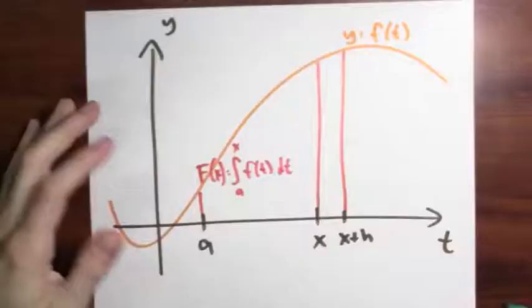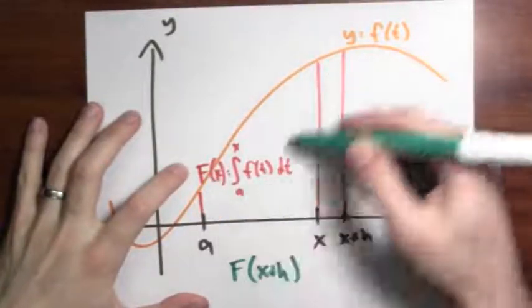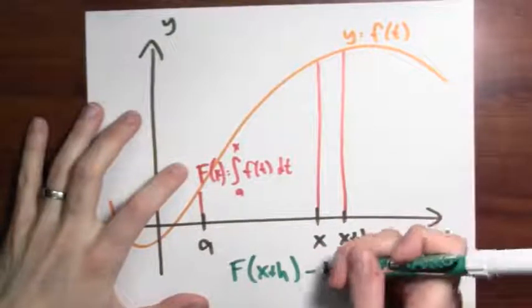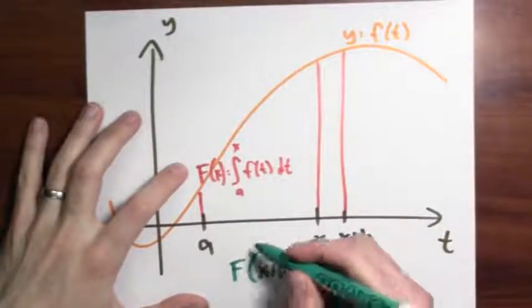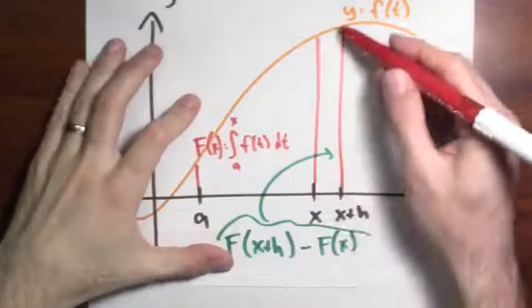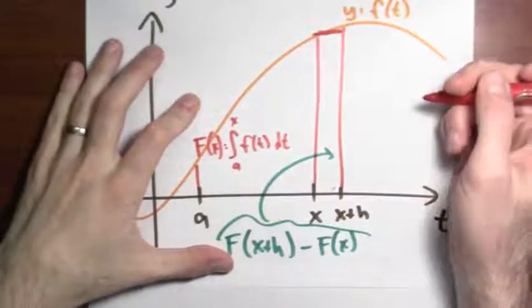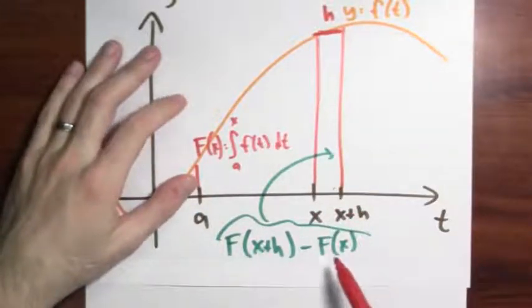Well, what's big F of x plus h minus big F of x? That's the area from a to x plus h, minus big F of x, that's the area from a to x, and that difference, right, that difference is just the area inside here. That little leftover piece is practically a rectangle of height f of x, little f of x, and width h. I mean, this region is not quite a rectangle, but it's awfully close to a rectangle of width h.